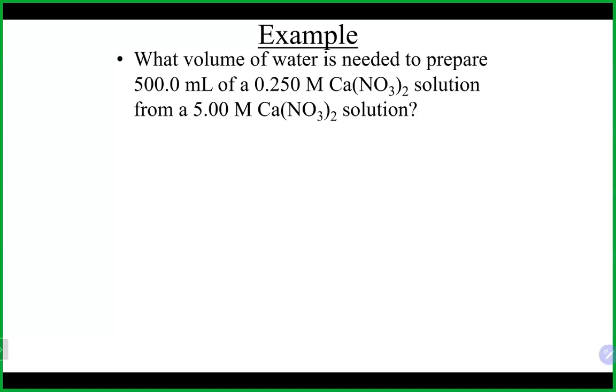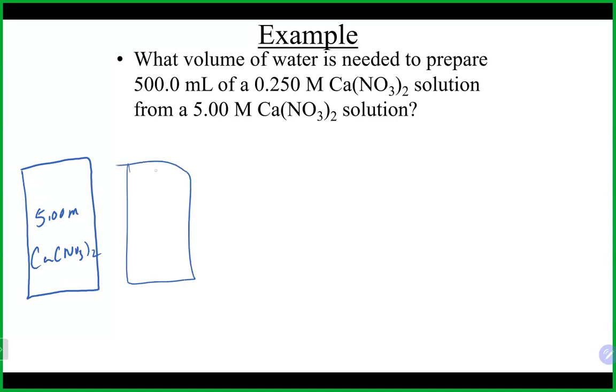Okay, let's take a look. So kind of same setup here, calcium nitrate, we just have some different concentrations. So this is a dilution situation. So once again, we have, in this case, a more concentrated bottle here of calcium nitrate. We want to eventually make here 500 milliliters of a 0.25 molar solution.